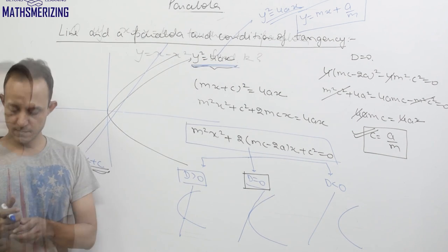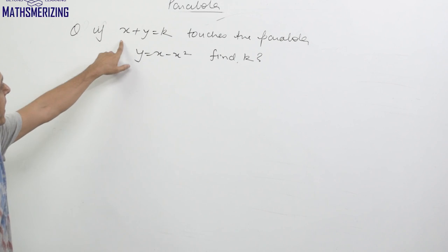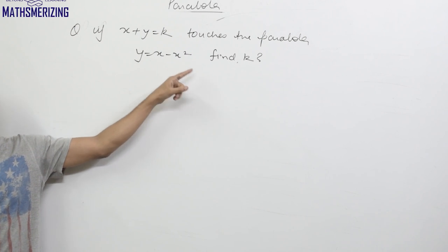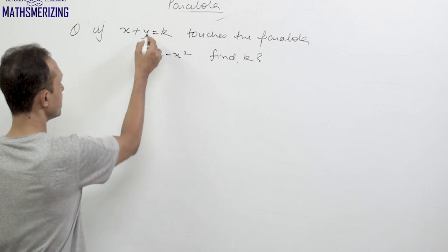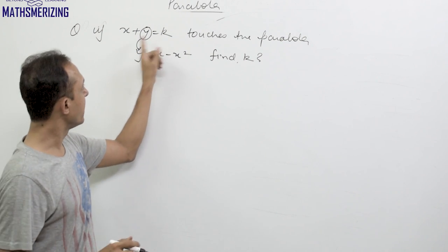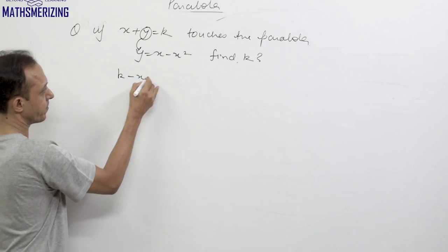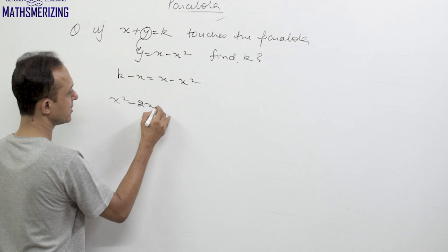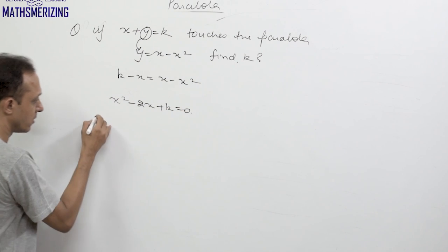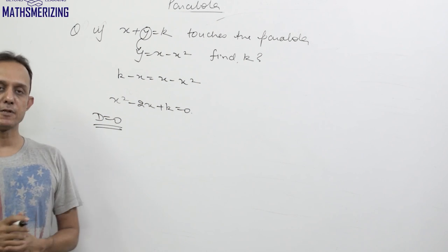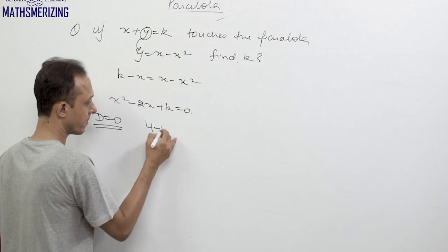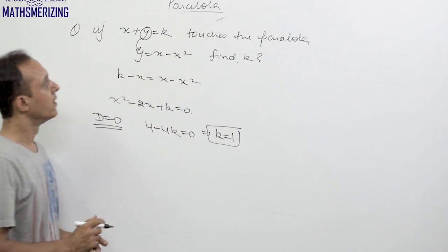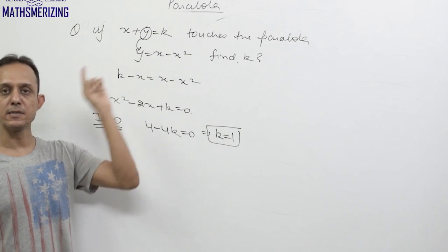Now here the question is, if this line x plus y equals k touches the parabola y equals x minus x square, we need to find the value of k. So again we find the point of intersection. I'll replace this y with k minus x. So I'll write k minus x equals x minus x square. So I can write this quadratic equation as x square minus 2x plus k equals 0. Now the condition of tangency is that the value of d should be 0. So then I'll get 4 minus 4k equals 0. So that means the value of k simply should be 1. So this line will touch this parabola when the value of k is simply 1.